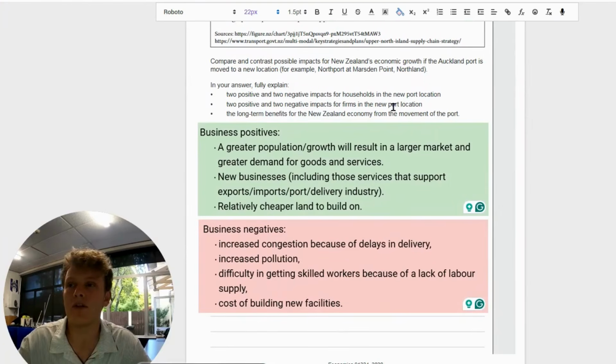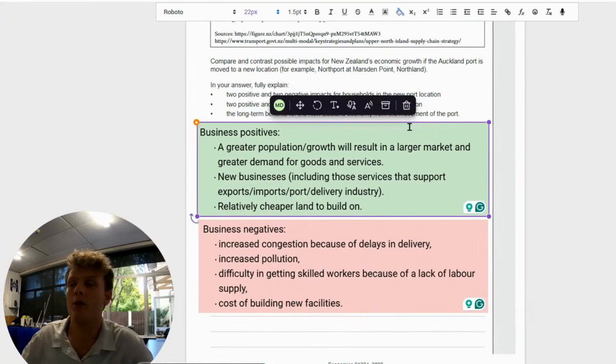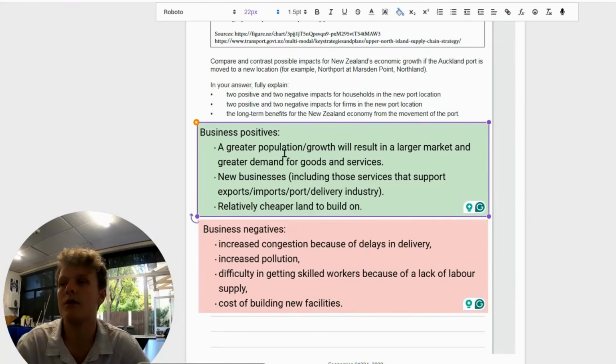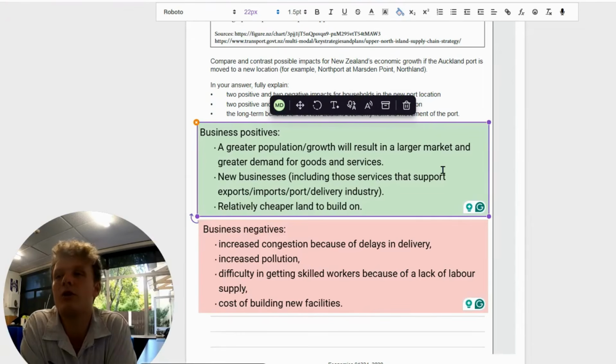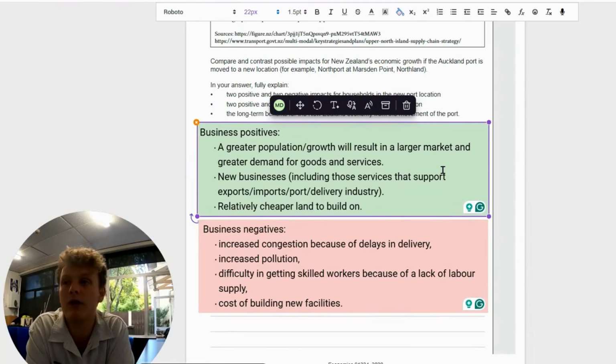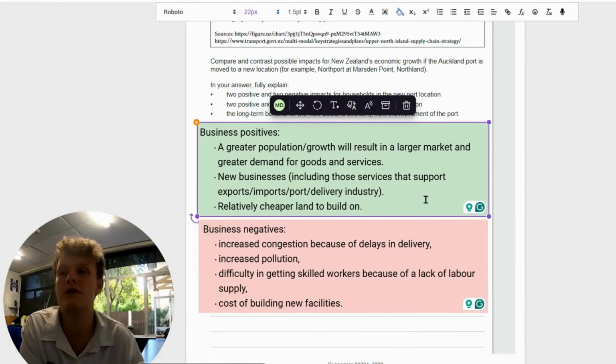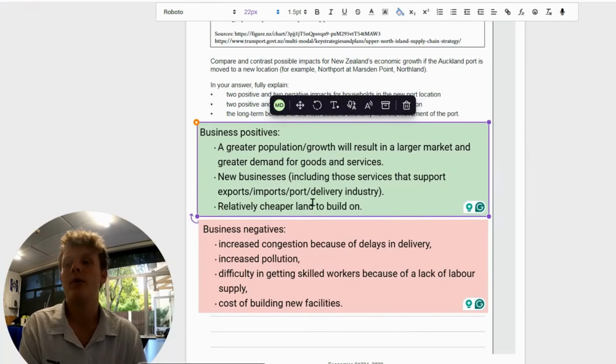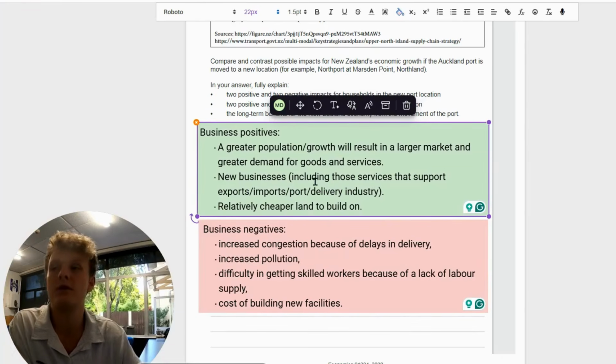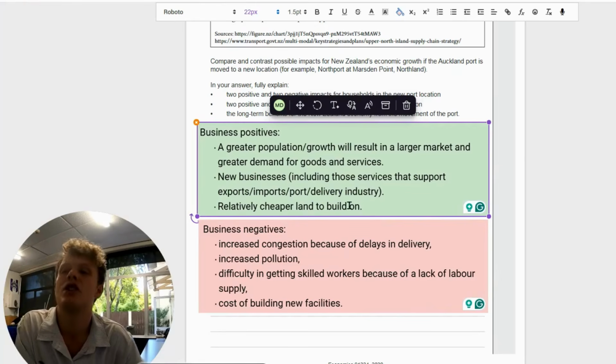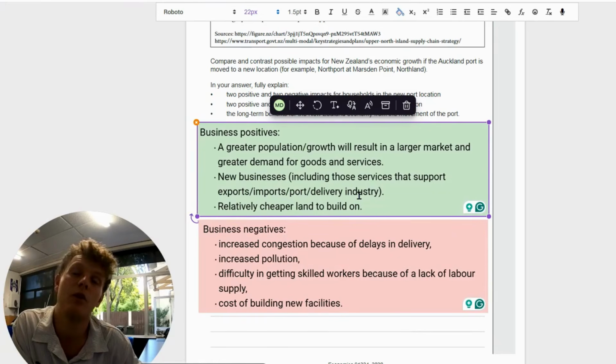Now, 2 positive and 2 negative impacts on the firm from the new port location. So here we go for businesses. A greater population growth will result in a larger market and greater demand for goods and services. New businesses, including those services that support export and import port delivery industry, so new customers for those businesses. And then cheaper land to build on. Obviously building in Auckland's quite expensive as the land is in high demand, so moving to a low demand area will allow them to build for cheaper.